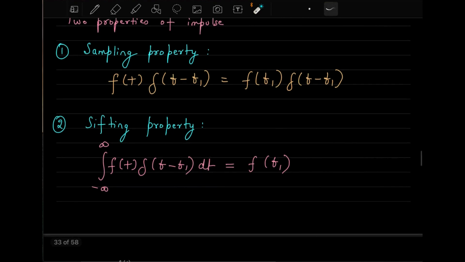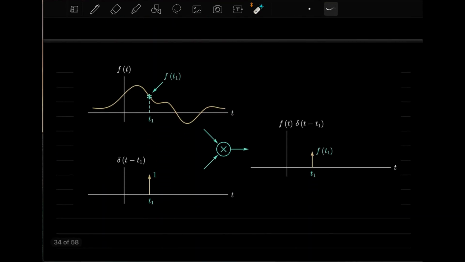If you see graphically, what is happening? It is very simple. You have a function f of t given over here on the top, and on the bottom you have an impulse at time t equal to t1. When you multiply the two together, this impulse is 0 everywhere else except at this single point. So the impulse gets multiplied with the value at time t1, and you get f of t1 times the impulse at time t1. It's as simple as that. You can see visually how f of t times delta of t minus t1 gives you f of t1.